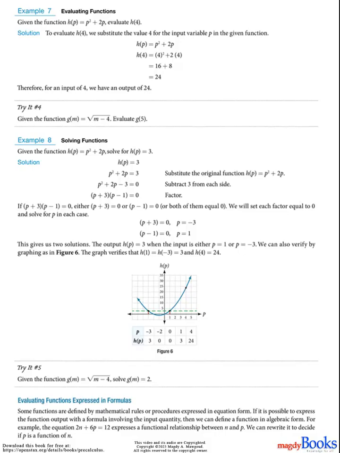Try it number 5. Given the function g(m) = √(m − 4), solve g(m) = 2.